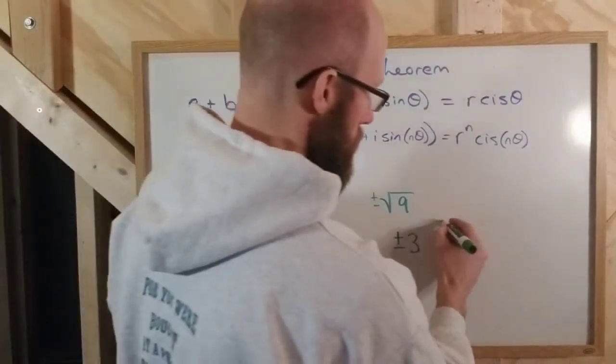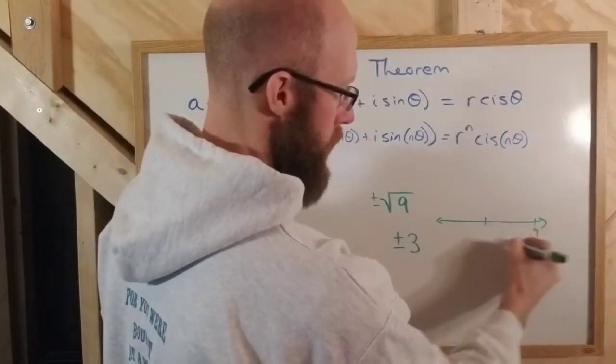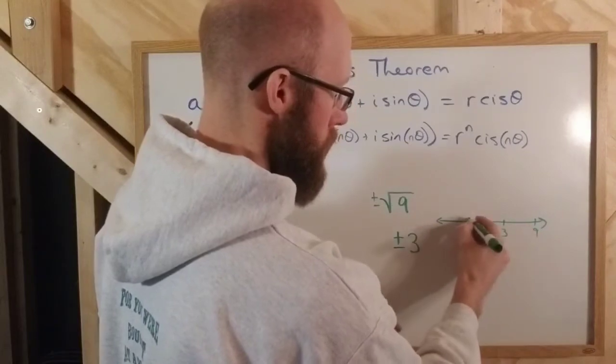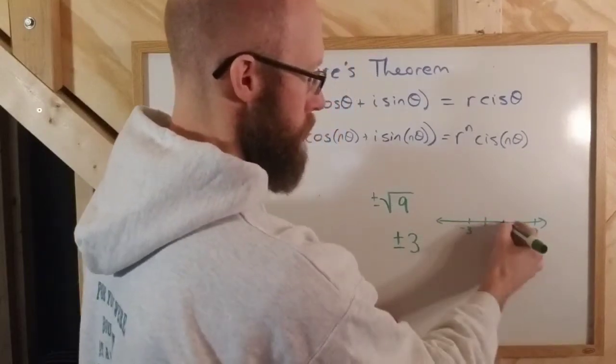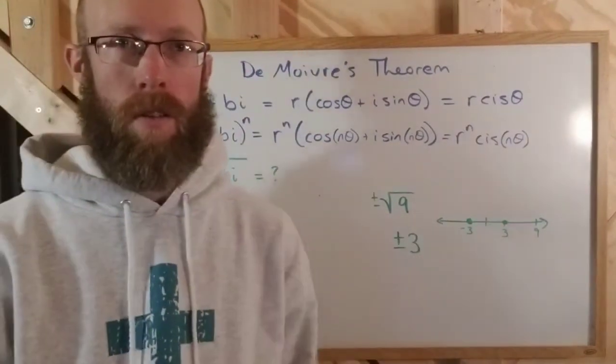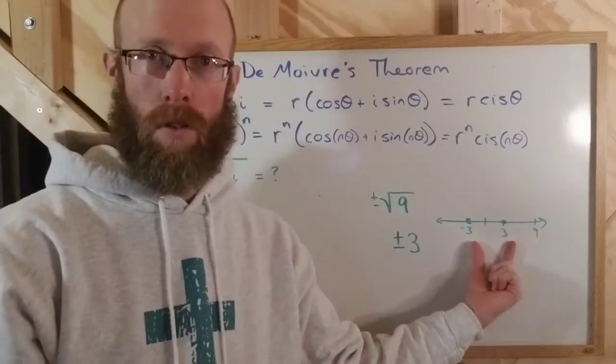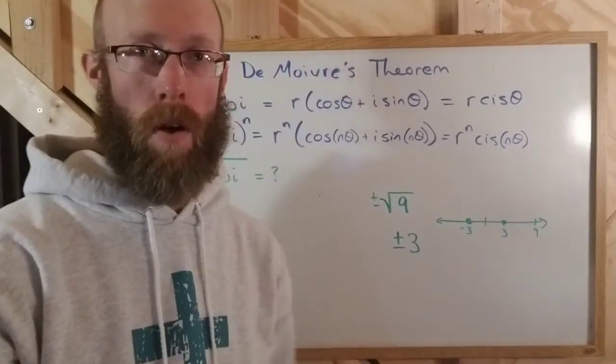What's interesting about that is if you plot those on a number line, out here is 9, over here is 3, and over here is negative 3. The roots are going to be equally spaced, in some sense, on that number line, right? They're equally spaced, symmetrical on either side of 0.